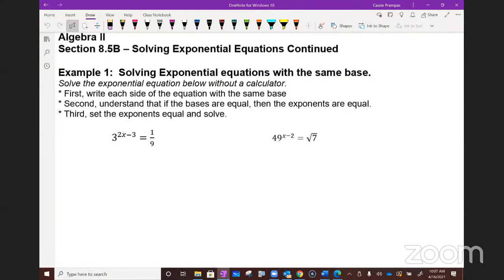That is exponential equations, and really, I want to try to do this without my calculator.